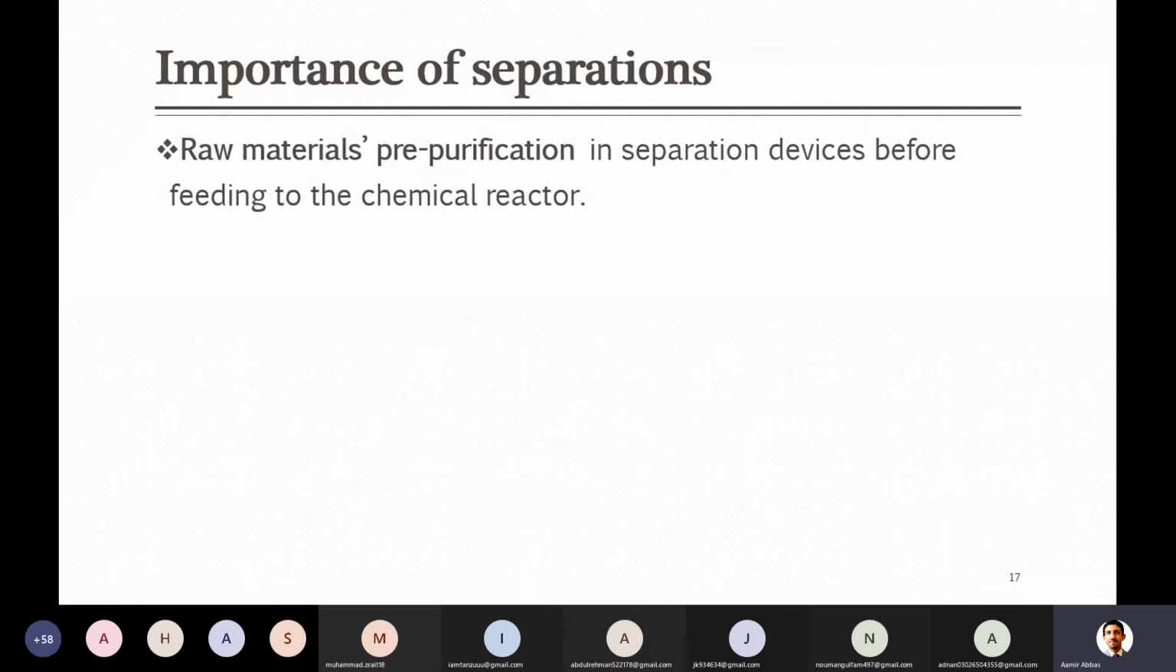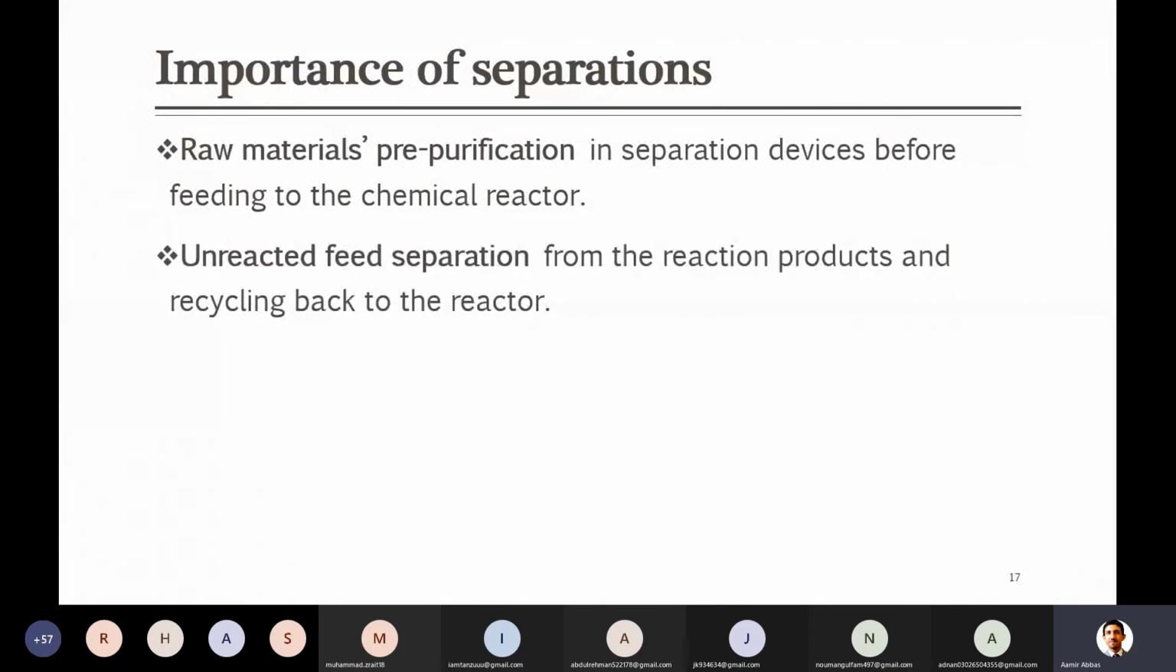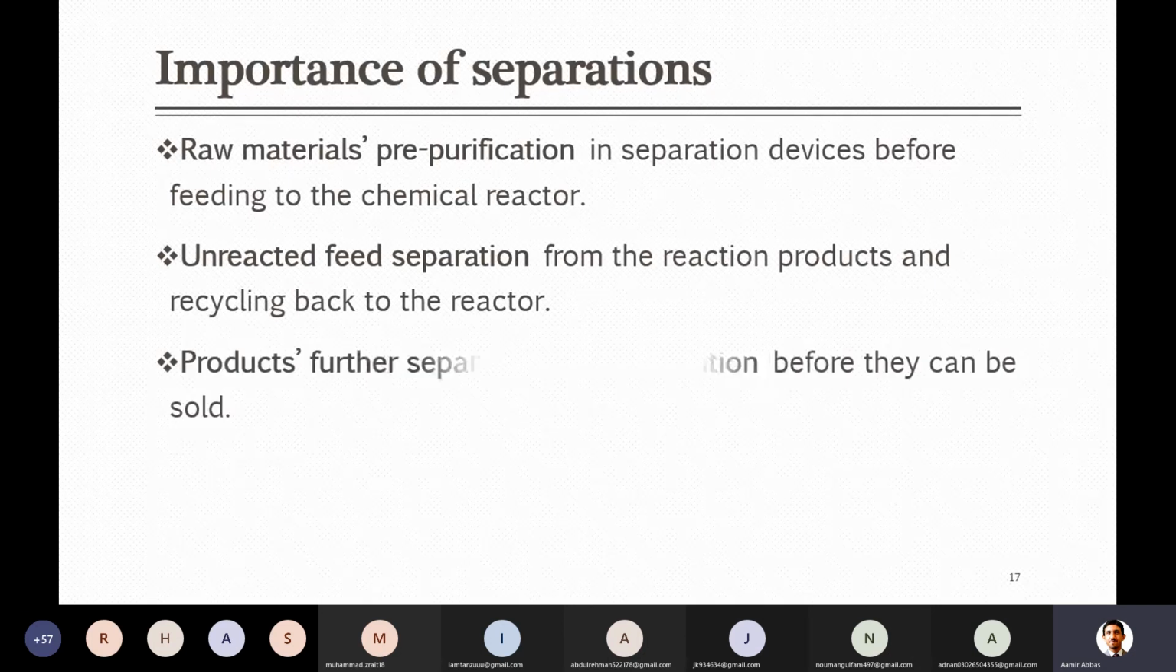It will not be converted to any product, and when it sticks to the surface, actually it is consuming the active sites of the catalyst. So there can be various reasons. Due to this, you have to remove impurities from the raw materials. Then there is unreacted feed separation. For example, as one student mentioned, there is excess reactant, or most of the time you have some unreacted reactants which are going away from the reactor with the product stream. So you have to get them separated and bring them back to the reactor, like just recycle.